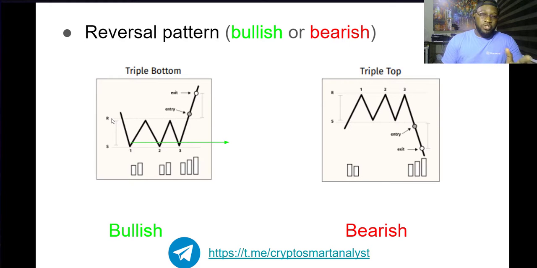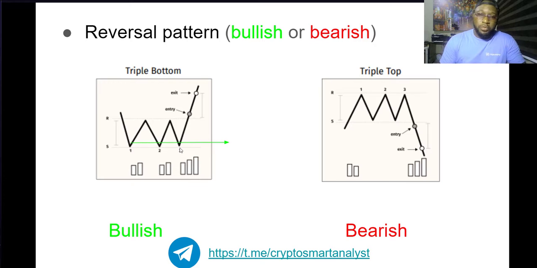We have resistance, we have a support. How do you identify a triple bottom? When you have a breakdown to the downside, you have the first support, it gets rejected, hits the resistance, comes back down again, hits the support again and gets rejected, goes up and comes back down again and hits the support the third time. Hitting it the third time is actually confirmation of a triple bottom.